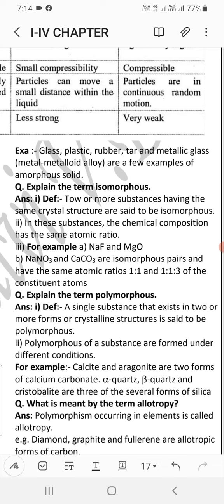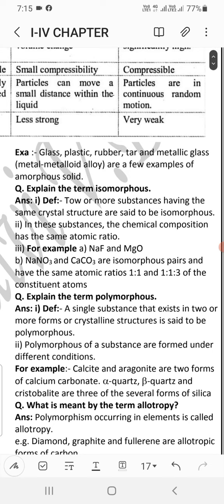Next one, and it is the important part, that is isomorphous. Define and explain the term isomorphous. What is isomorphous? Two or more substances having the same crystal structure are called isomorphous. What is the definition of isomorphous? Two or more substances that have the same crystal structure are said to be isomorphous. In these substances, the chemical composition has the same atomic ratio.